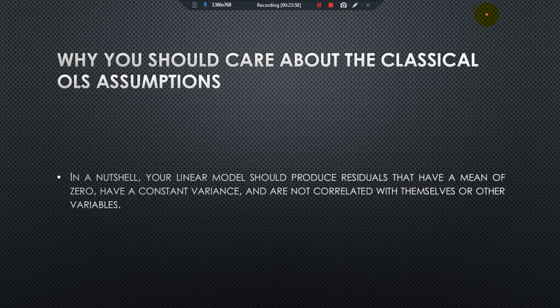So keep in mind that it's worthwhile checking these OLS assumptions. The best way to assess all of these assumptions is to plot the residuals, to learn how to do this or what to do with other assumptions of OLS.